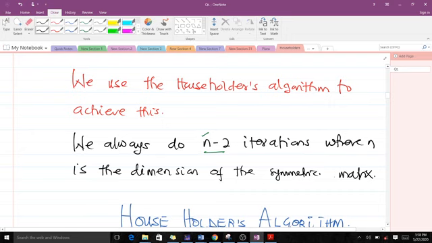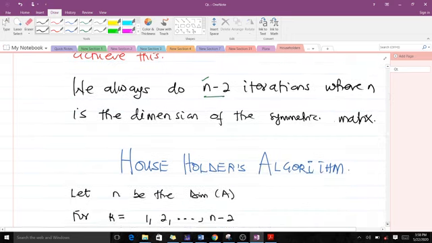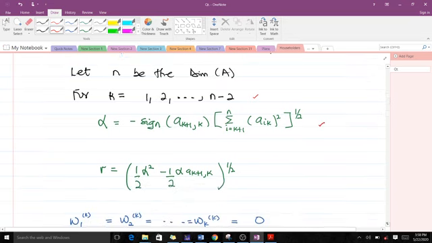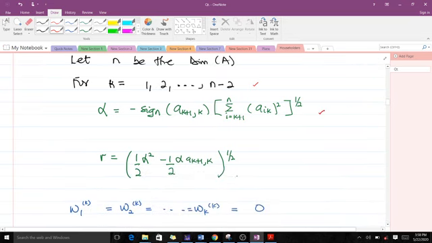Alright, so we'd like to go through the householders algorithm. The algorithm says let n be the dimension of A. For k equals 1 up to n-2, so we always do n-2 iterations. This is the formula for computing your alpha, and this is the formula for computing your r. Then we always say w1 up to wk is equal to 0.